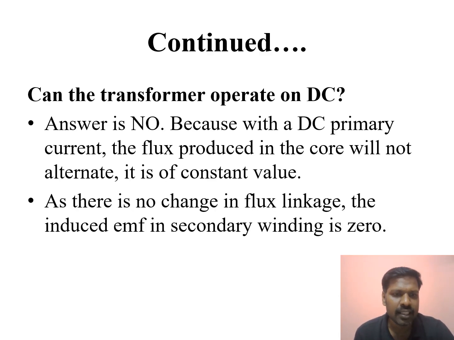Why a transformer cannot run on DC? A common conceptual question is, can a transformer work on DC? The answer is no. With a DC supply, the primary current is essentially constant, so the flux in the core is also constant and does not alternate. When there is no change in flux, there is no change in flux linkage in the secondary. According to Faraday's law, if the flux is not changing, the induced EMF in the secondary is zero, so the transformer action disappears.